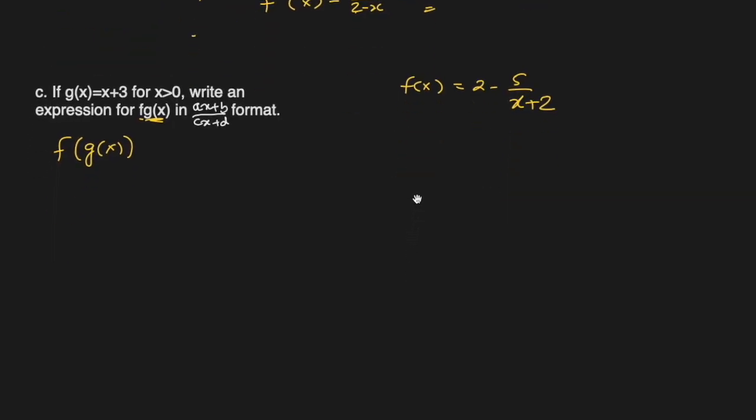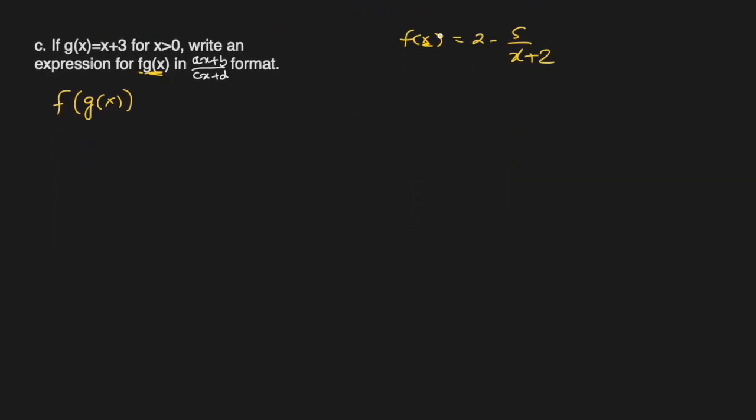So in place of x, now we have g(x). That means wherever we have x, replace it with g(x), which is x plus 3. And that's what I'm going to do here. 2 minus 5 over x plus 3, and then we have 2 as well. So it becomes 2 minus 5 over x plus 5.